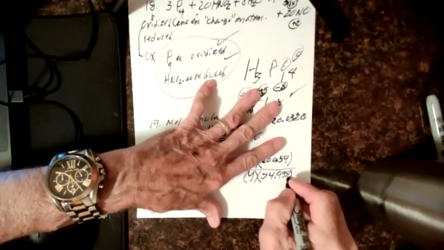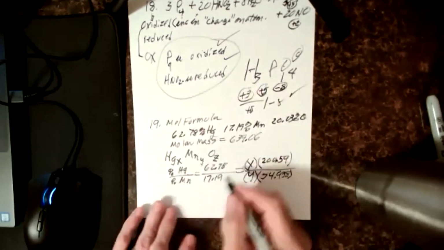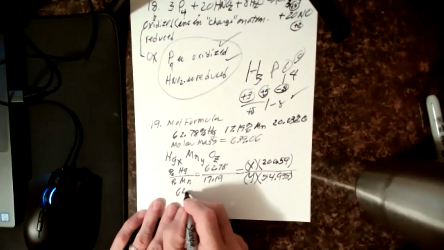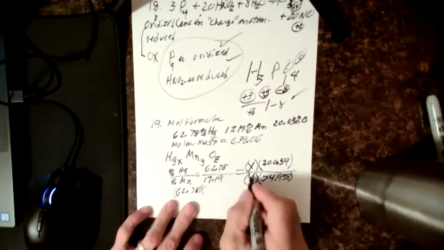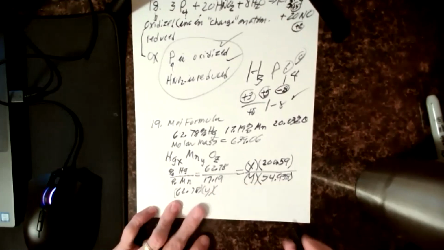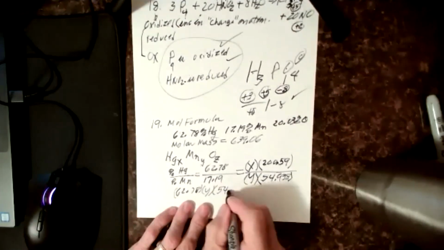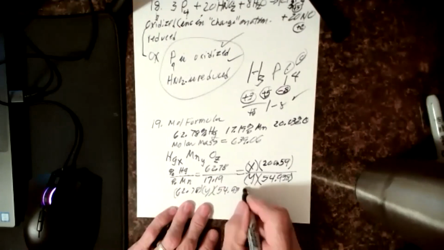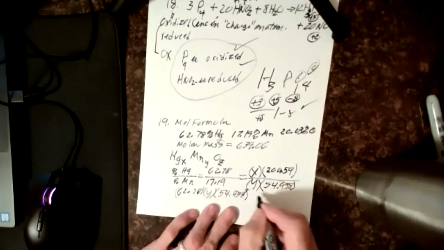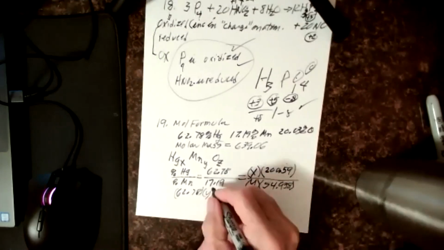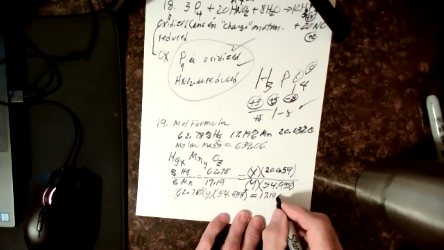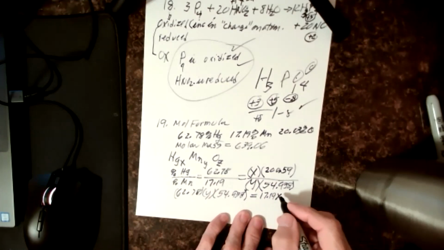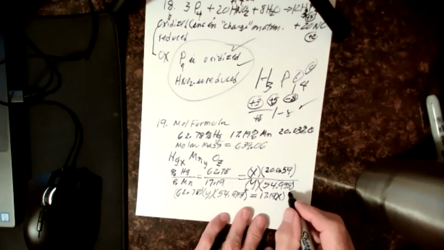Okay, now I've got my setup. I'll cross multiply. That gives me 62.78 times Y times 54.938 equals 17.19 times X times 200.59.